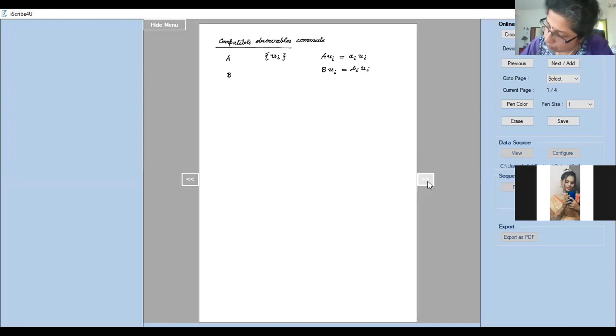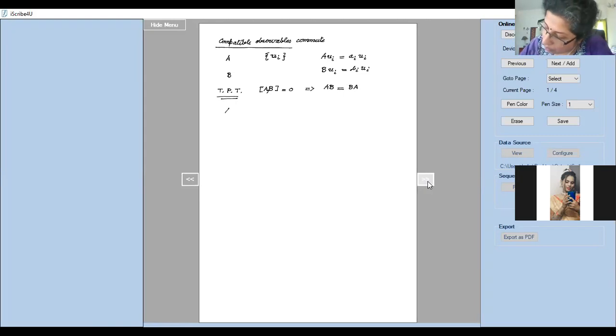What are we supposed to prove? I'm setting up what we are going to prove: that the commutator of A comma B is equal to 0. In other words, we have to prove that the operation AB is the same as the operation BA. So I'm trying to prove that.